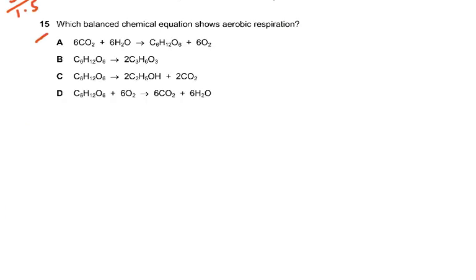Question number 15. Which balanced chemical equation shows aerobic respiration? So it has to be glucose plus oxygen. So these are all wrong. This is only glucose. This is glucose plus oxygen. So D is correct. This was, of course, for anaerobic respiration, when alcohol and carbon dioxide are made. So this is for anaerobic respiration. This is of course wrong. This is for photosynthesis.